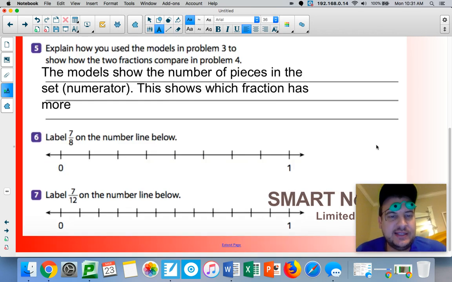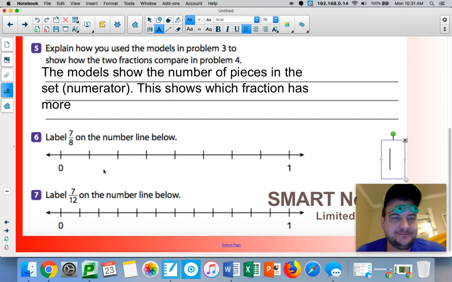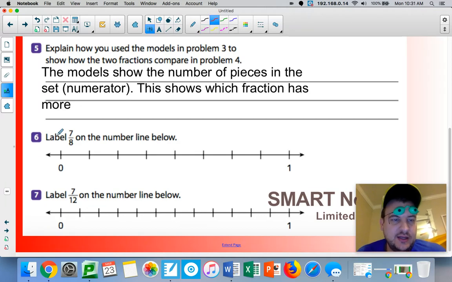Label 7/8 on the number line. So we have 0 right here. This would be the same thing as saying 0/8. And so to have a whole, one whole, would be the same thing as 8/8. So once you figured that part out, the number line's a cinch. Halfway between 0 and 8/8 is 4/8. So right in the middle would be 4/8.